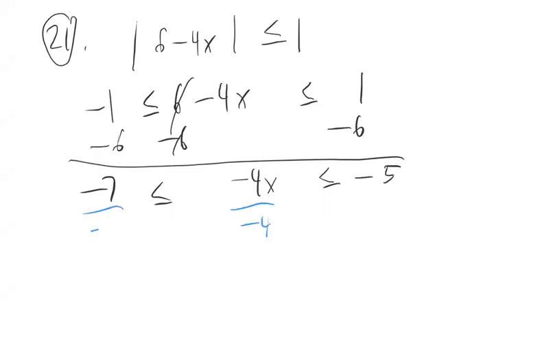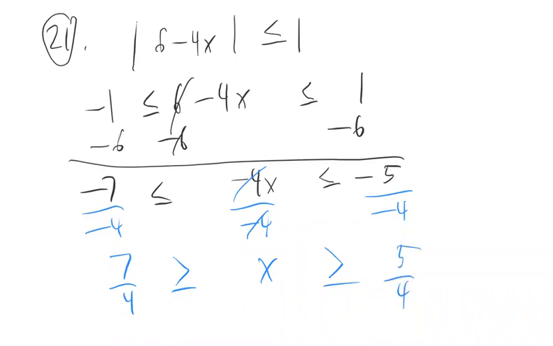Now remember, I'm doing this in a different color to highlight something's different. Whenever you divide an inequality or multiply an inequality by a negative number, the inequality itself also changes. So negative 7 over negative 4 is positive 7/4. And then this sign changes from less than or equal to being greater than or equal to, because I divided by a negative. So this crosses out to have x. This inequality also changes to be greater than or equal to. And then this over this is 5 over 4. So the answer is x is between 5 over 4 and 7 over 4.